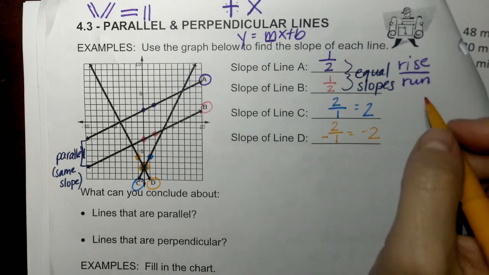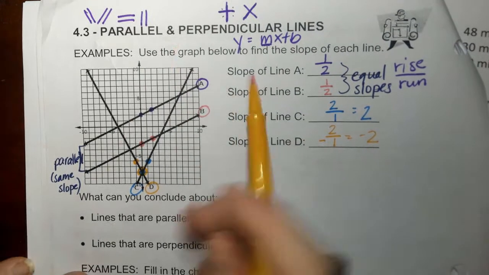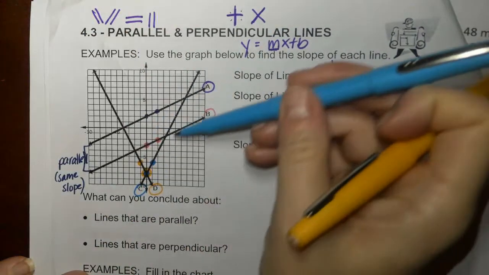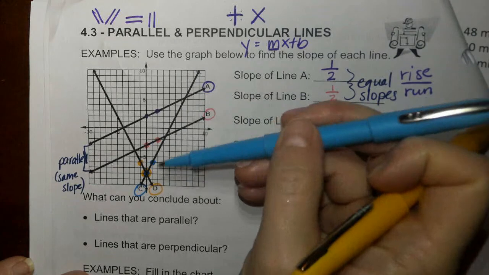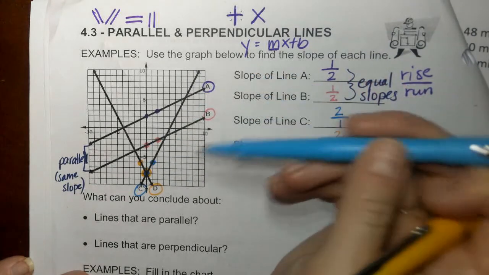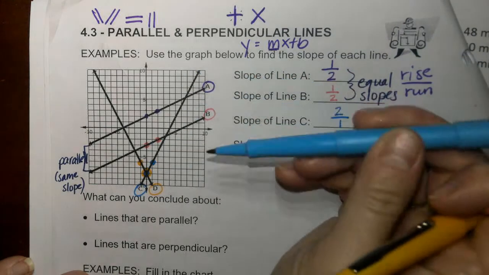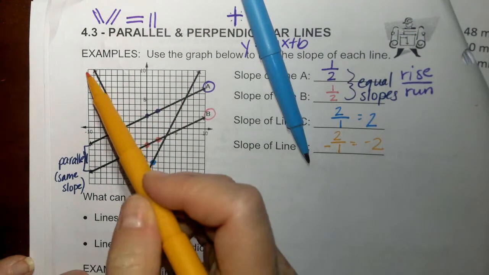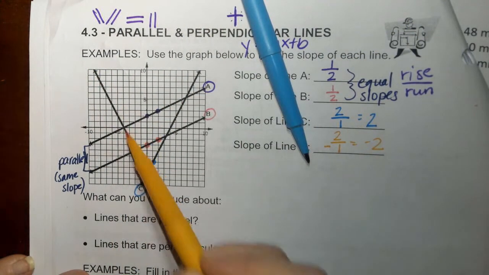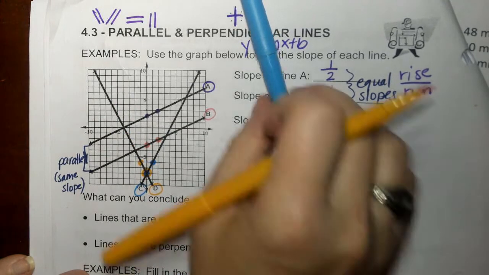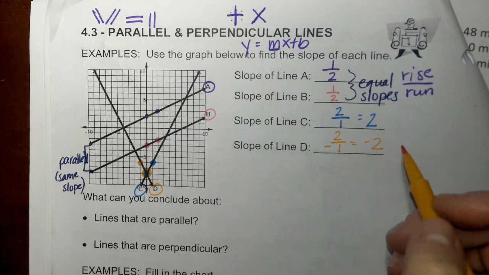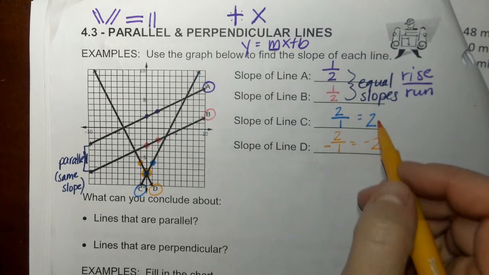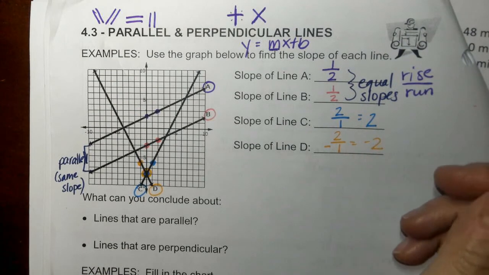So let's just look at the lines right quick. Line C, right here, you could tell that's a positive slope. It's going up. From left to right, it's going up. And this line D here is going downhill. A negative slope. So it makes sense that this would be negative and this one would be positive. Okay?